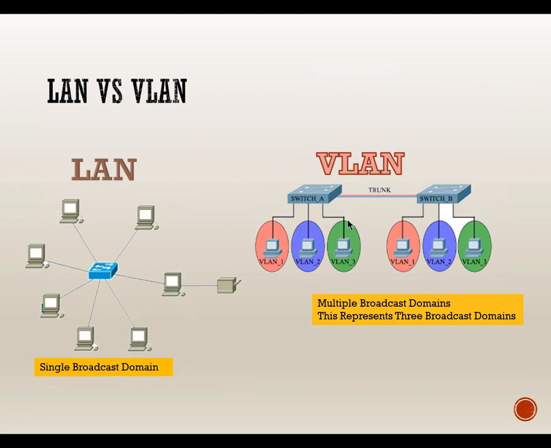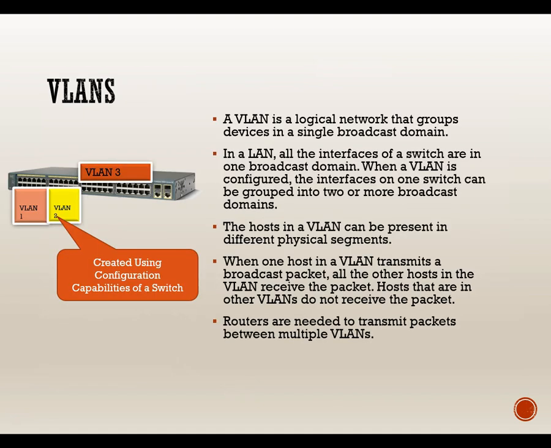The virtual is the same thing as a local area network, works exactly the same way, except we can have multiples on a single switch, and that's what we're talking about here. A VLAN is a logical network that groups devices into a single broadcast domain, and what this is supposed to represent is that we have the different ports here on this switch on the different VLANs. So we have a VLAN 1 here, a VLAN 2 would have these ports, and then VLAN 3 would have the rest of the ports.